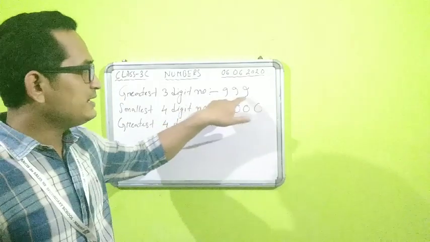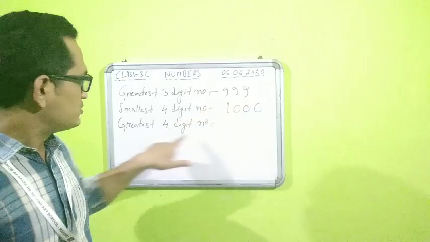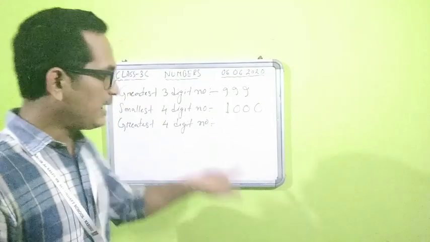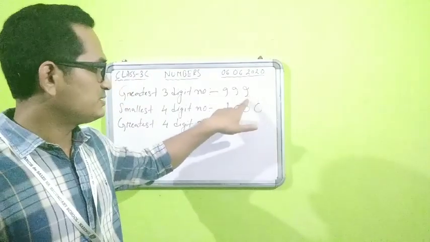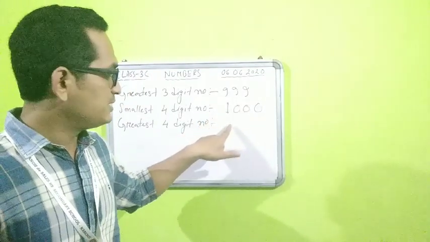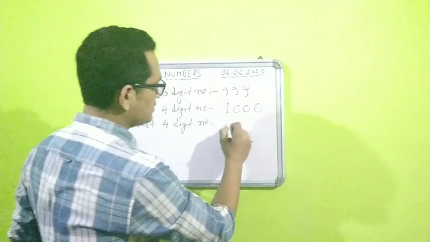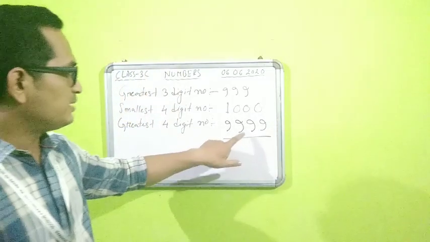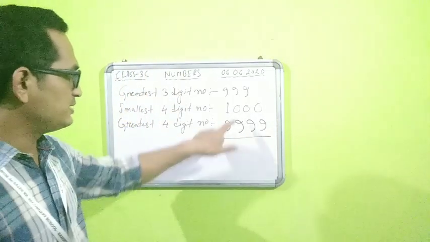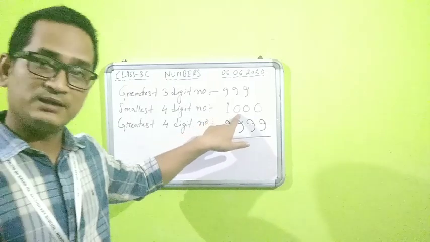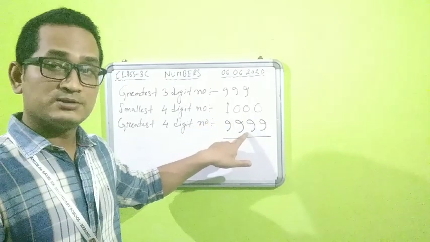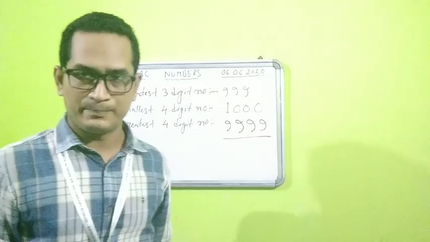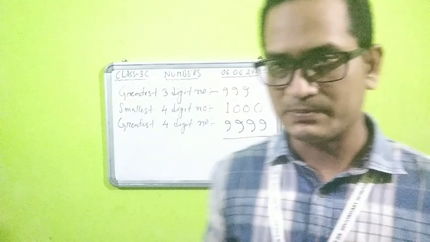Since we are using 9 here to make the greatest 3-digit number, to make the greatest 4-digit number I also have to use 9 here. But how many 9s will I use? Here it was 3 because it was a 3-digit number. But here how many 9s do I have to use? Here I have to use four 9s. So you see, this will become the greatest 4-digit number. So this will become the smallest 4-digit number, that is 1000, and this will become the greatest 4-digit number, that is 9999.